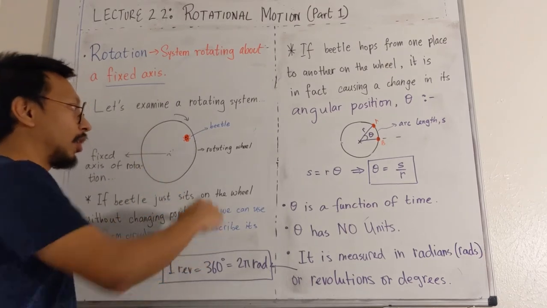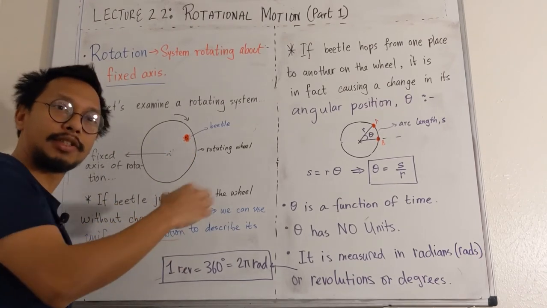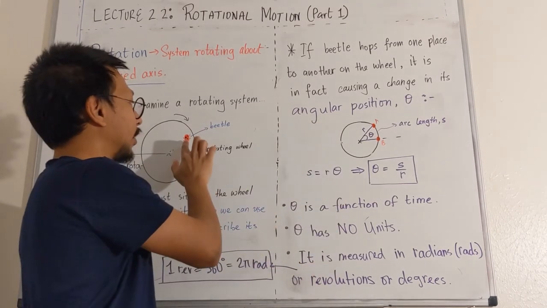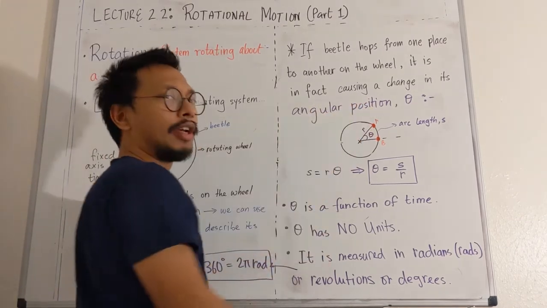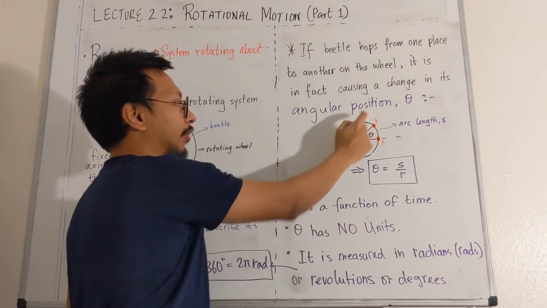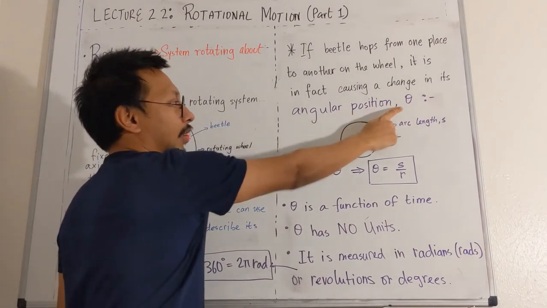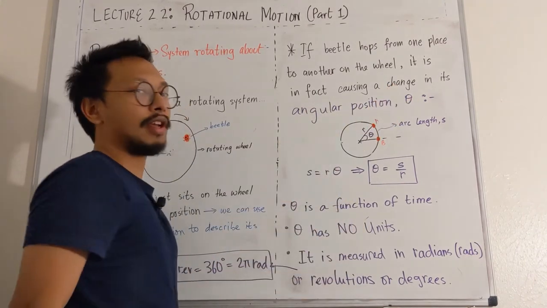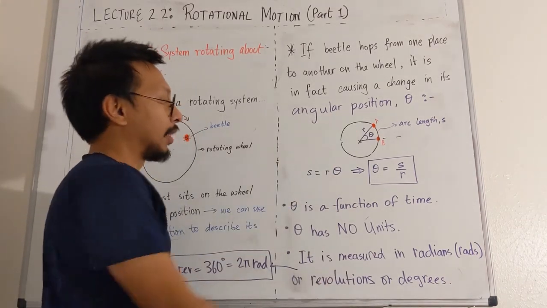However, when the beetle decides to hop from one point to another on this rotating wheel, we have two kinds of motion. One, the rotation of the wheel, and the beetle's motion with respect to the rotating wheel. This is different from circular motion. And in fact, when the beetle hops from one point to another on this rotating wheel, we need to define a new quantity for the beetle's motion. We call that quantity angular position and denote it with theta. Theta we have previously used for angles. So you can see that this theta is basically an angle and given the name angular position.